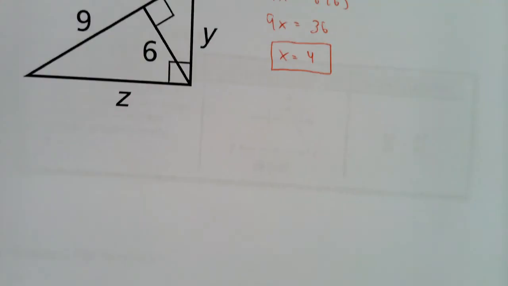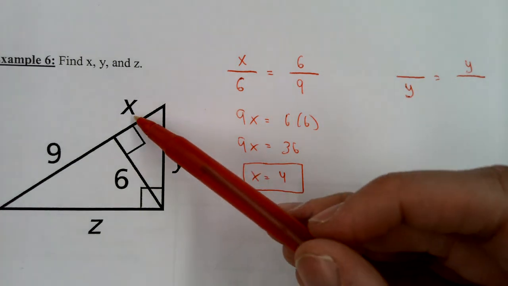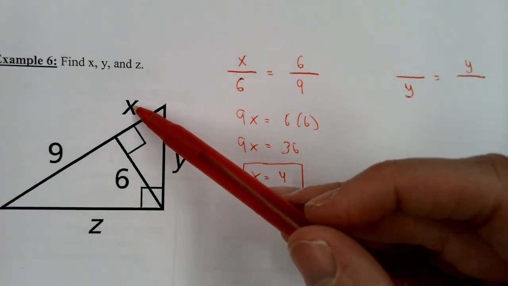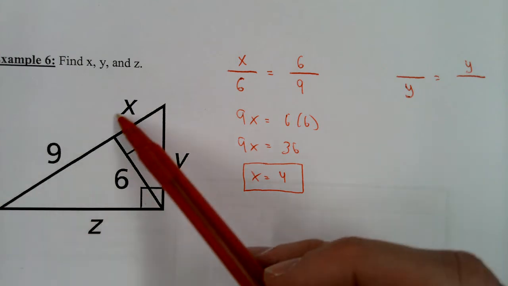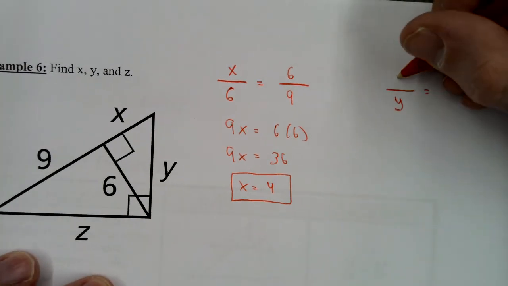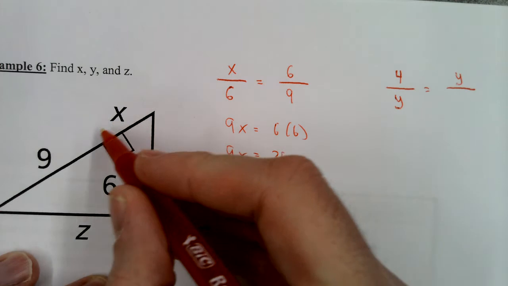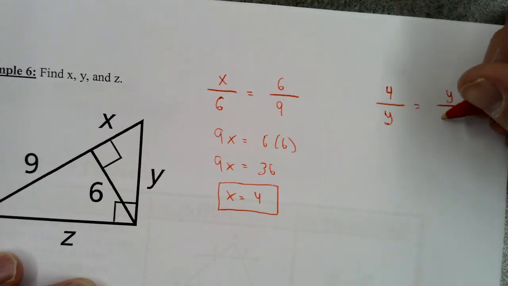The leg, in this case y, is the geometric mean between the part of the hypotenuse right next to it and the entire hypotenuse. So the part of the hypotenuse right next to y is x, which we just established is 4. And the length of the entire hypotenuse is 13.